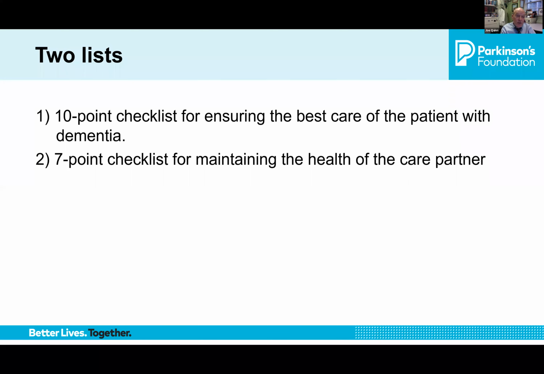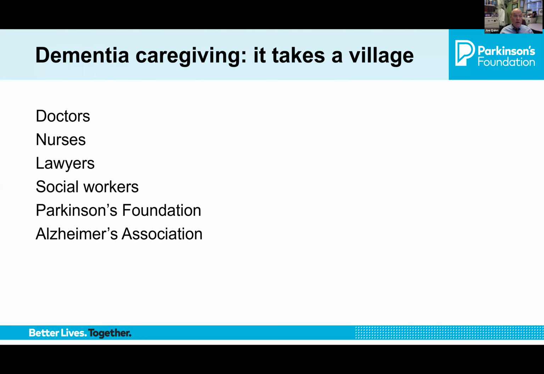But then in addition to care for the patient, I do want to spend a little time giving people some concrete recommendations on taking care of their own health. So there's a second checklist for the care partner themselves and how to maintain their own health. And as I go through both of these checklists, we're going to be talking about different ways to approach the patient and the family situation of someone with cognitive impairment or dementia.